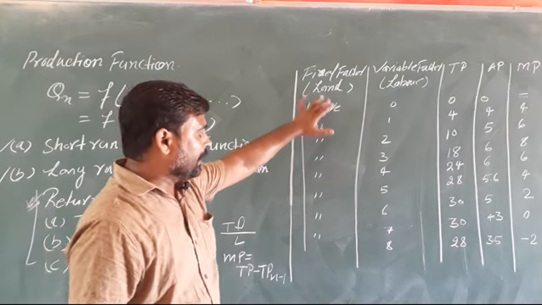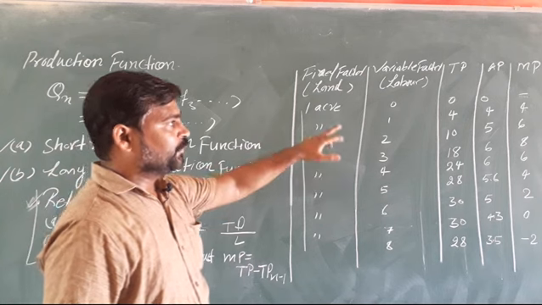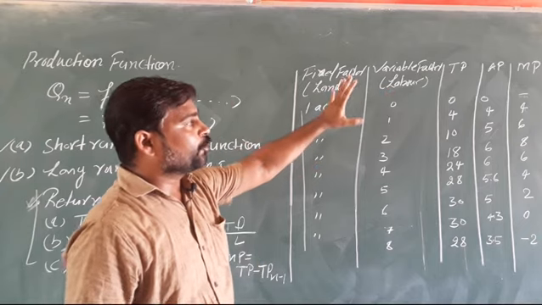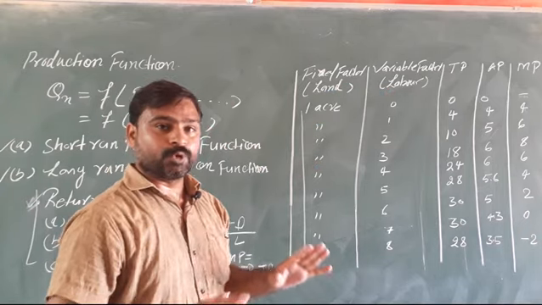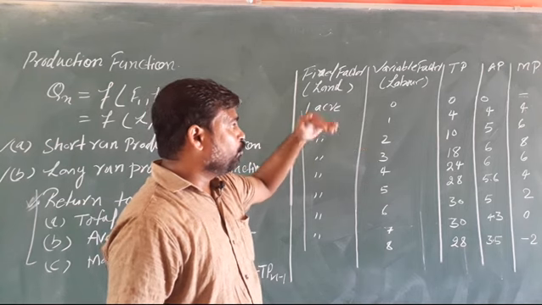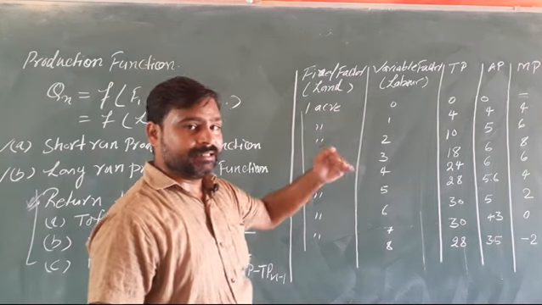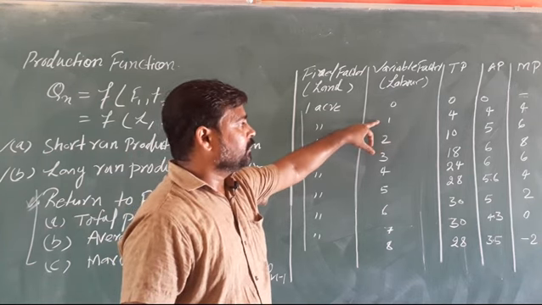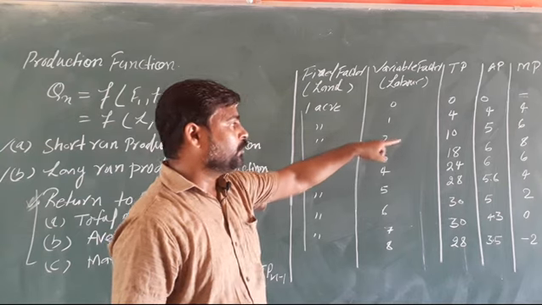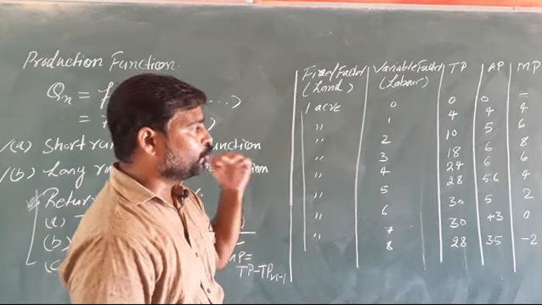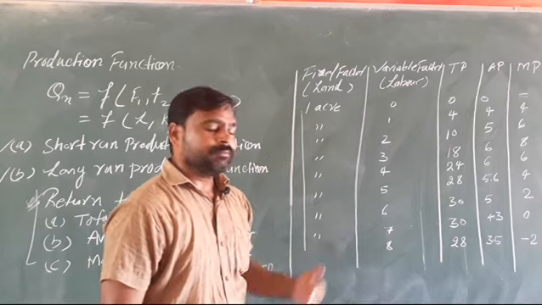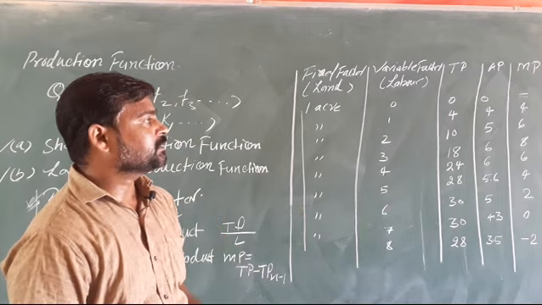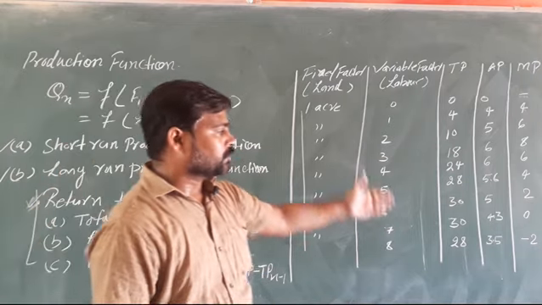Here the land is fixed at every level of the variable factor. When there is 0 variable factor, total product is 0, average product is also 0 and marginal product is 0. Now with one additional unit of variable factor, say an increase in labor, total product increases from 0 to 4. When labor increases from 1 to 2, total product increases from 4 to 10. When one more labor is introduced, from 2 to 3, production increases from 10 to 18, and so on.